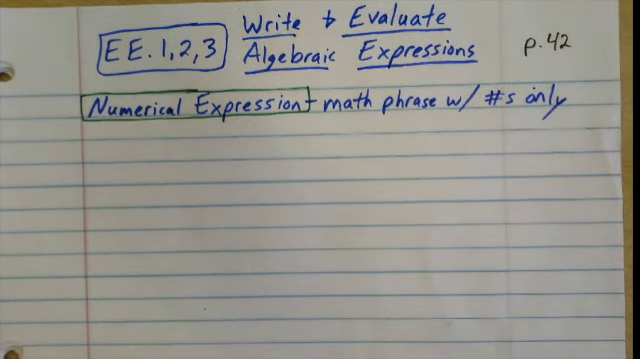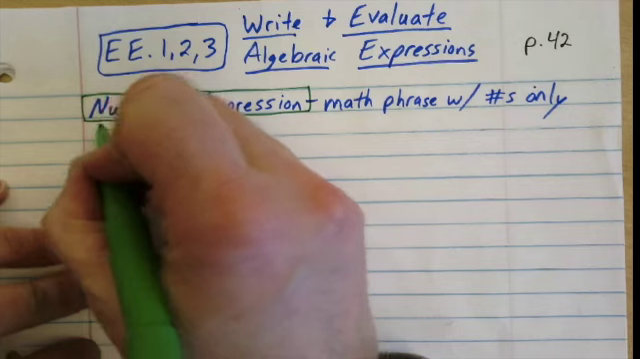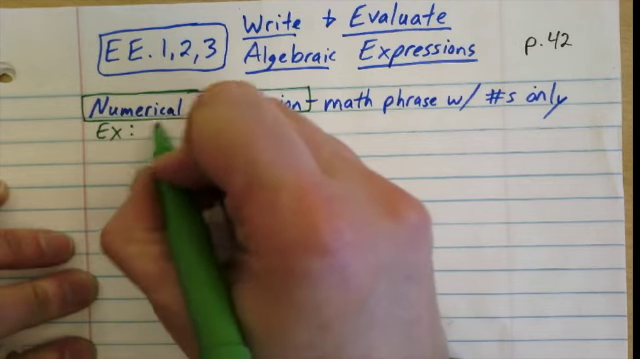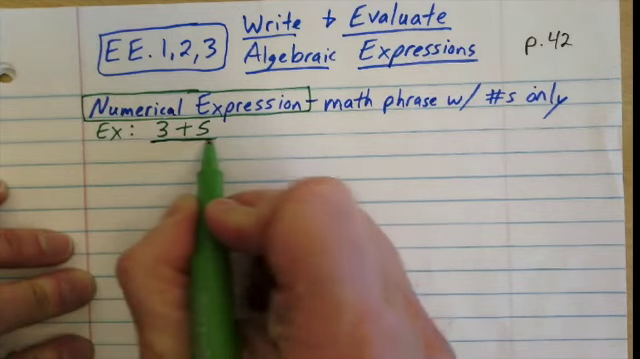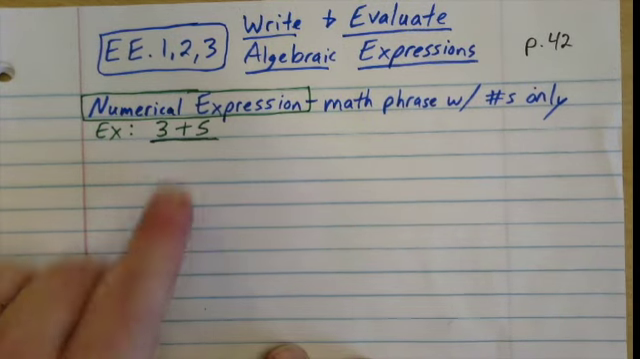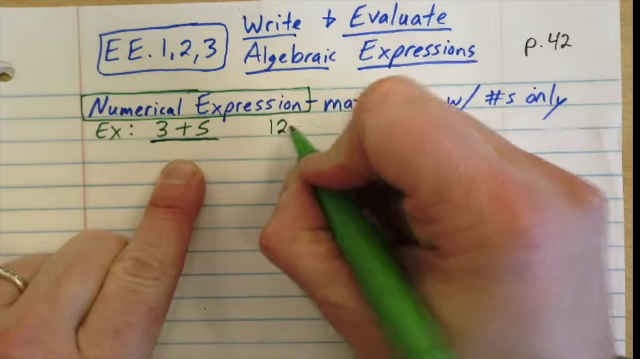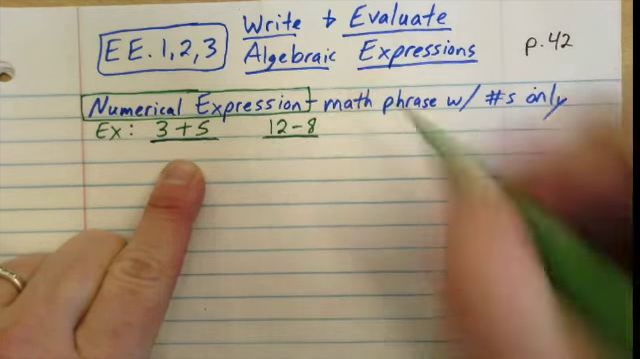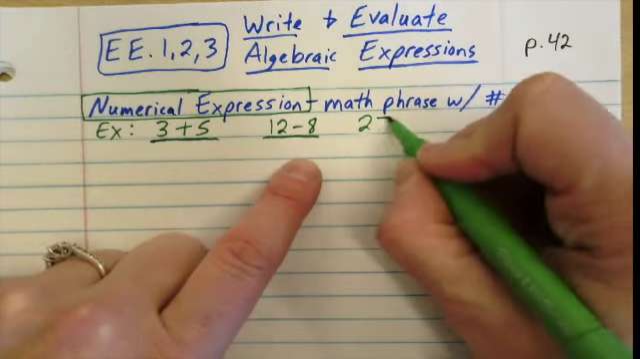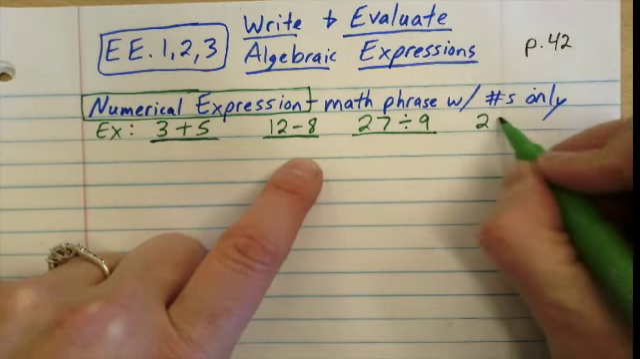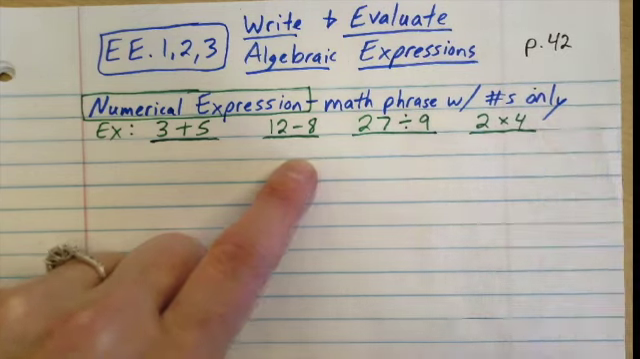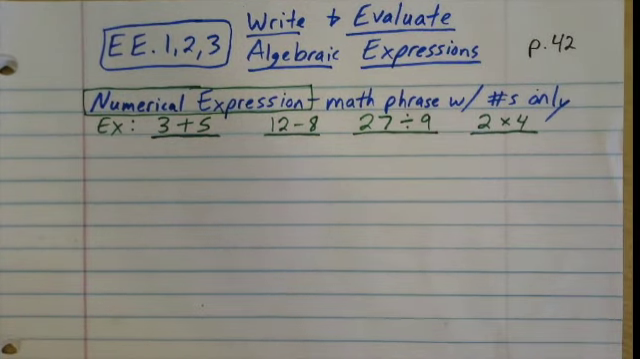Examples of numerical expressions, I'll give you a couple examples of those. Those examples would be like 3 plus 5. So it's an expression. It doesn't have to have an equal sign or anything like that. You don't have to solve. 12 minus 8 would be an example. Just math. 27 divided by 9. 2 times 4. So those are just expressions.